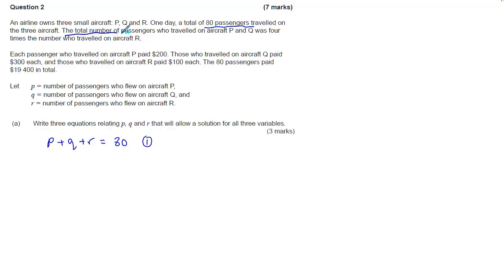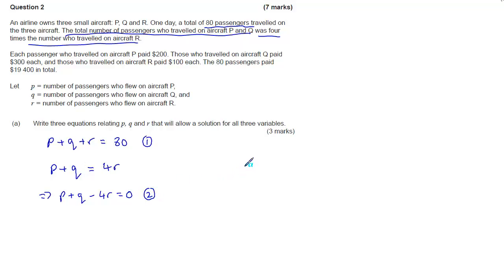The total number of passengers who travelled on aircraft P and Q, so that would be P plus Q, was 4 times the number who travelled on aircraft R. So that's going to be equal to 4R, which gives us P plus Q minus 4R is equal to 0. Let's call that equation 2.